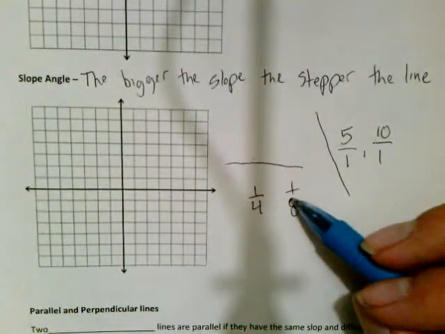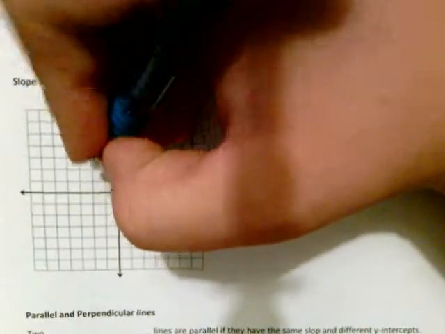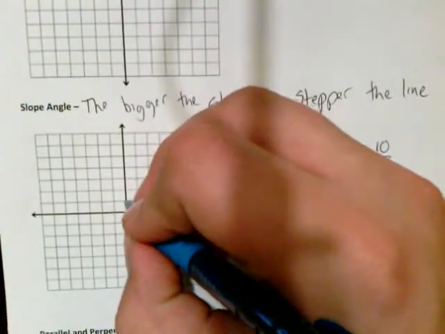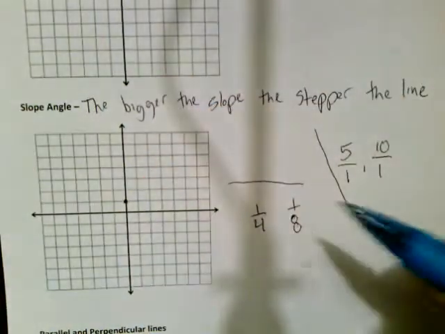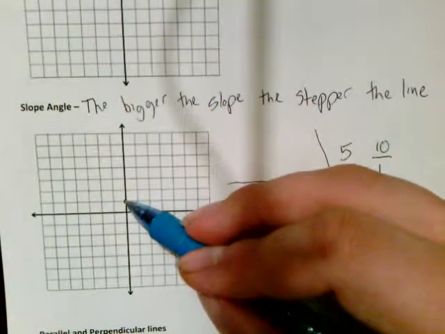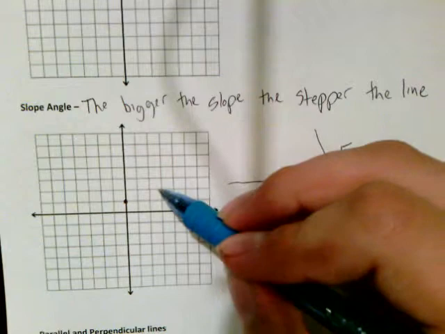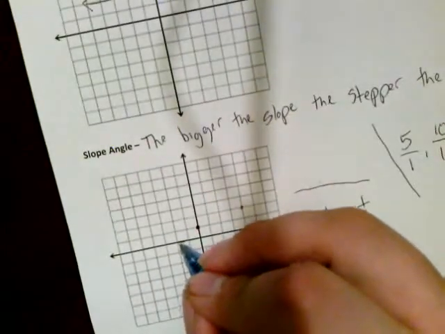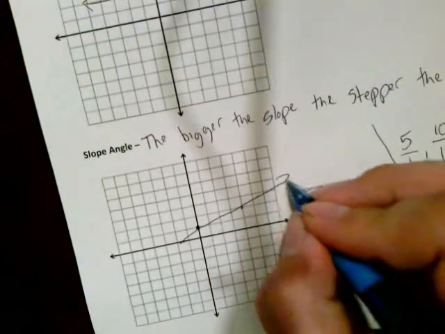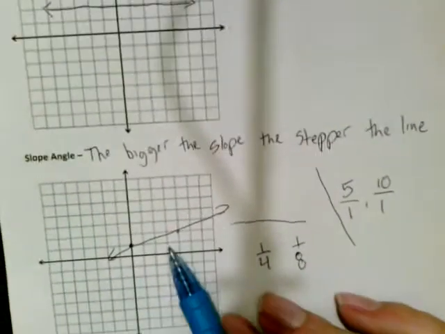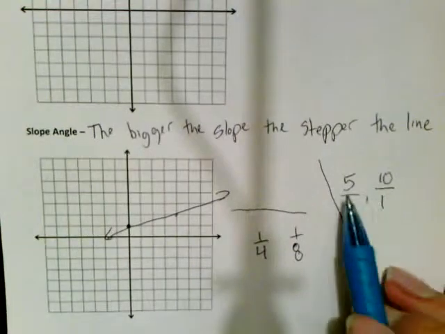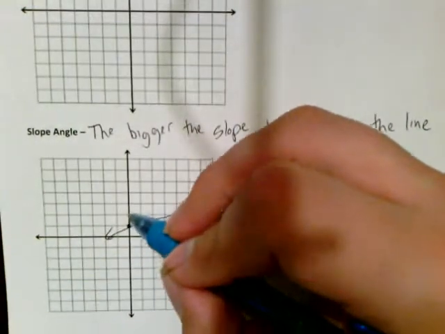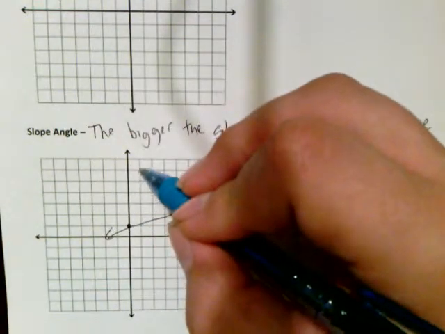So, if you had something like this, let me show you. Let's use 1/4. So I'm going to pick one point. Let's say we pick that point, 1/4. I would go up 1 over 1, 2, 3, 4. Notice how not steep that is. It's a very slight incline. Now let's try doing something like 5 over 1 from the same point. Ready? 1, 2, 3, 4, 5 over 1.